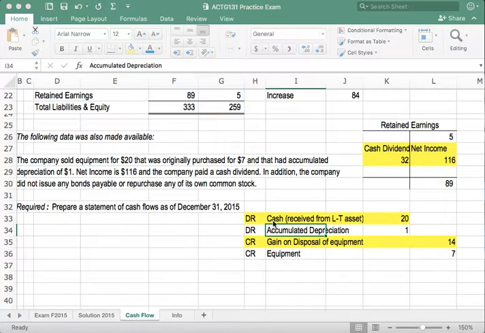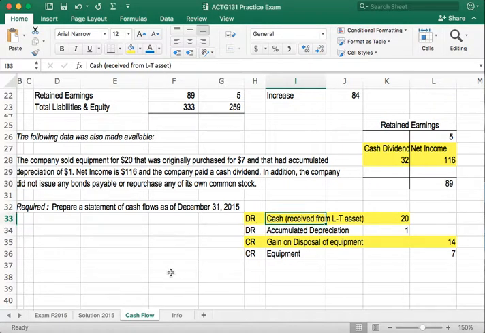I just want you to know that I added a little bit more information, the debit to cash that was received from the long-term asset, which is the equipment, but I wanted to write that in so that that corresponds with the information I gave you before, that cash received from a long-term asset goes under the investing activity. Now I put together these two pieces of information, but there are two other T accounts that I should prepare.